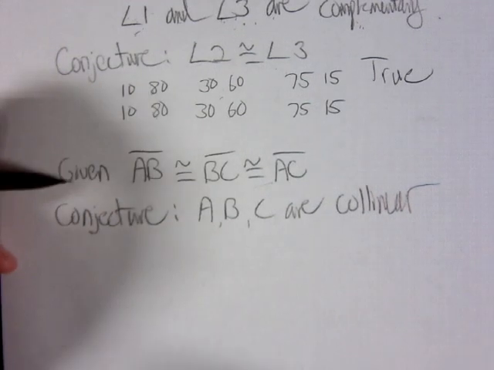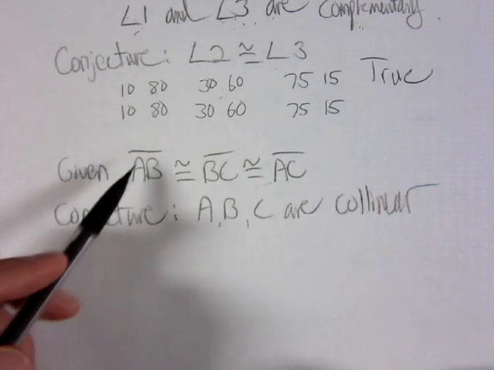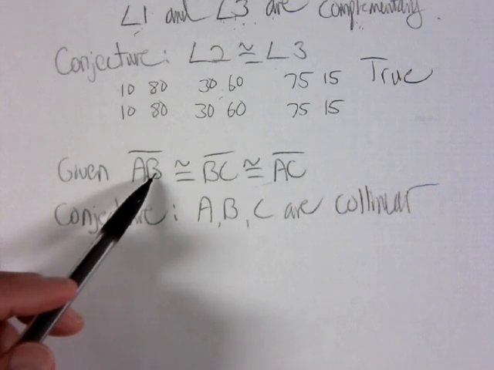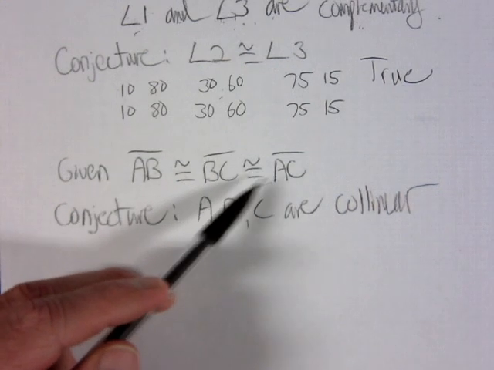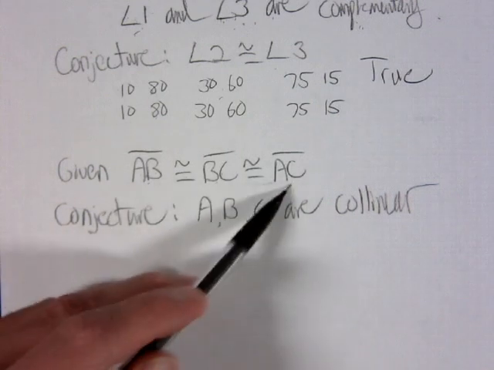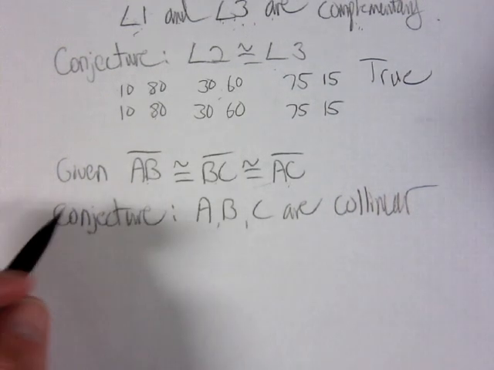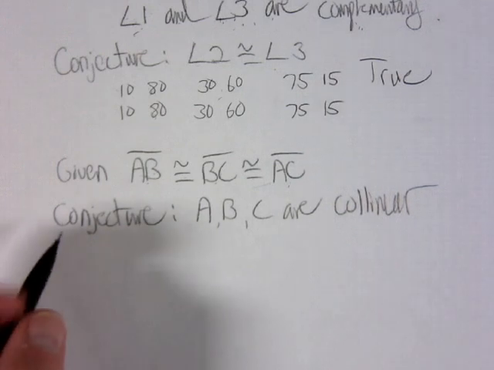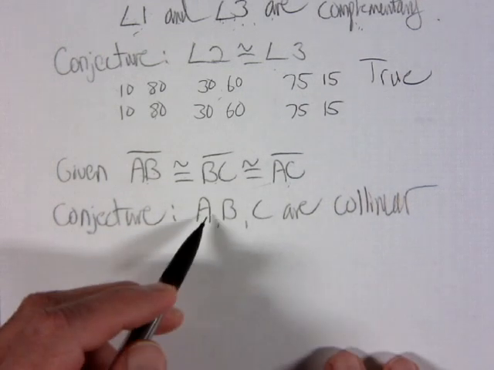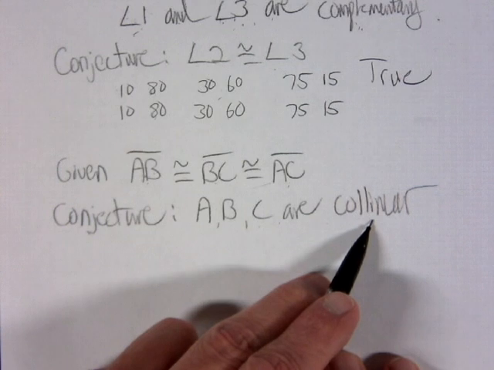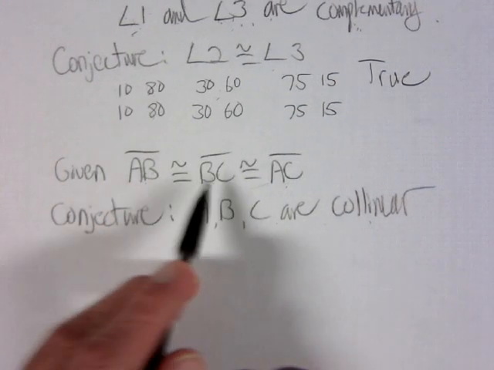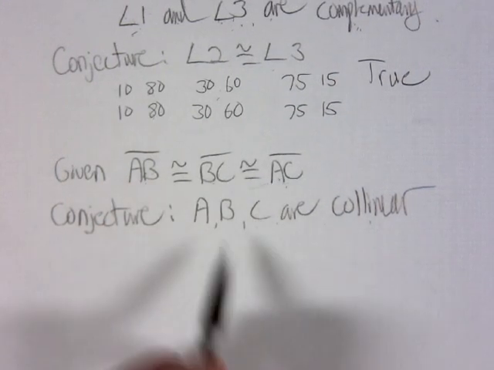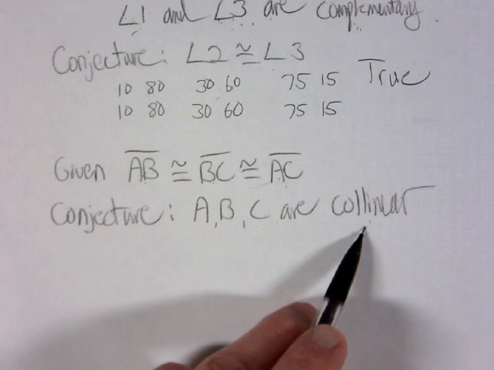All right, so the next one. The conjecture that we have is segment AB is congruent to segment BC and is also congruent to segment AC. So you've got 3 segments and they're all the same length. That's the given information. So somebody comes along and says, oh, well, if that's the case, then A, B, and C are collinear. Remember from the last unit, collinear means all on the same line. So here's the question. If all 3 of these segments are the same length, do these 3 points have to be on the same line?